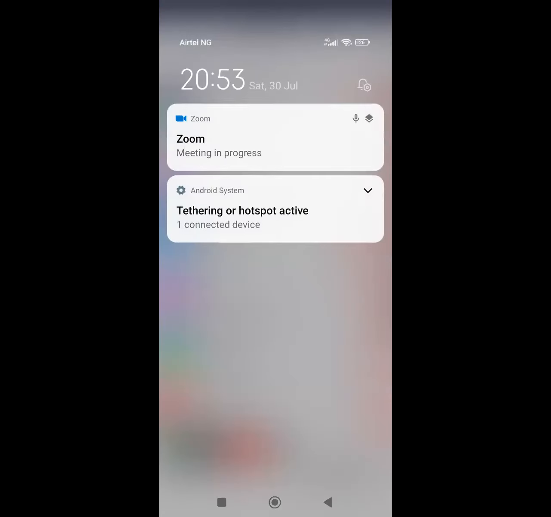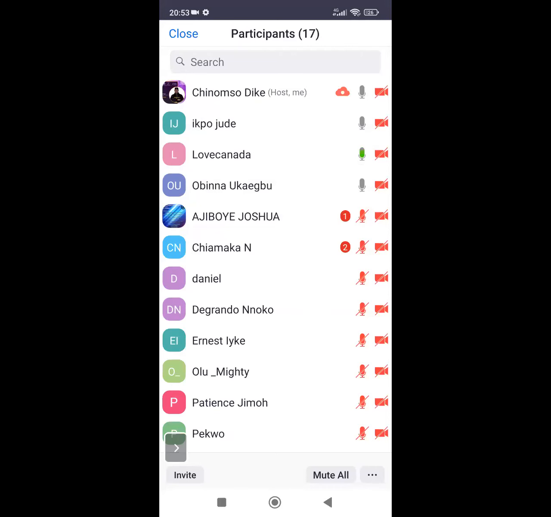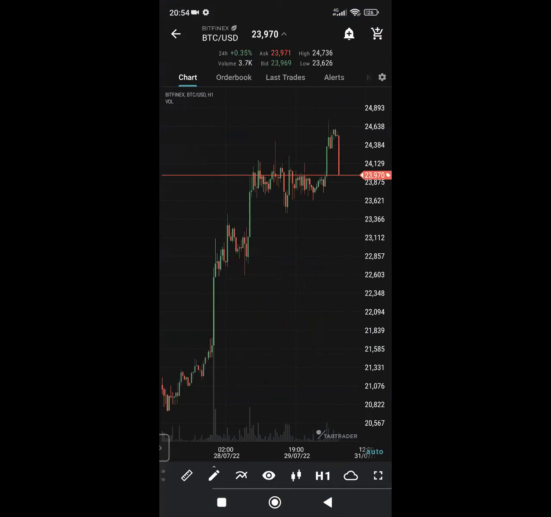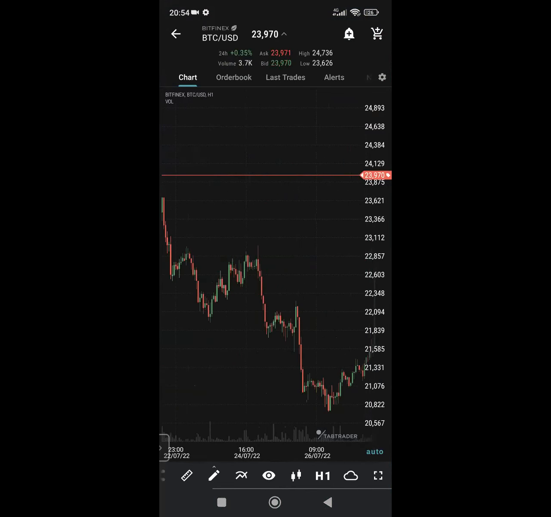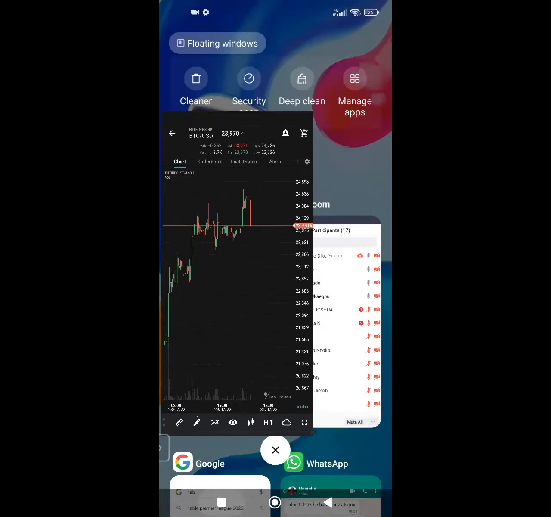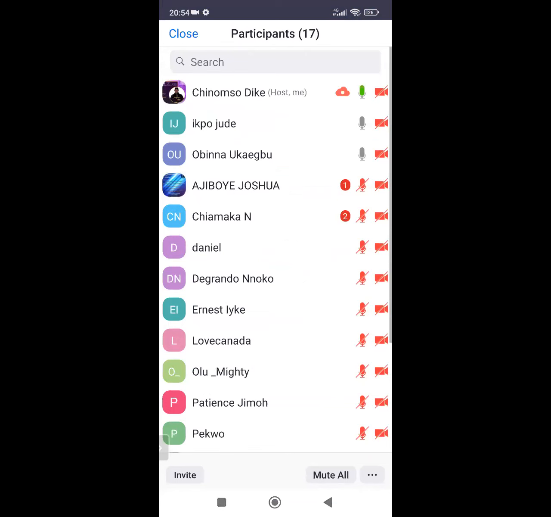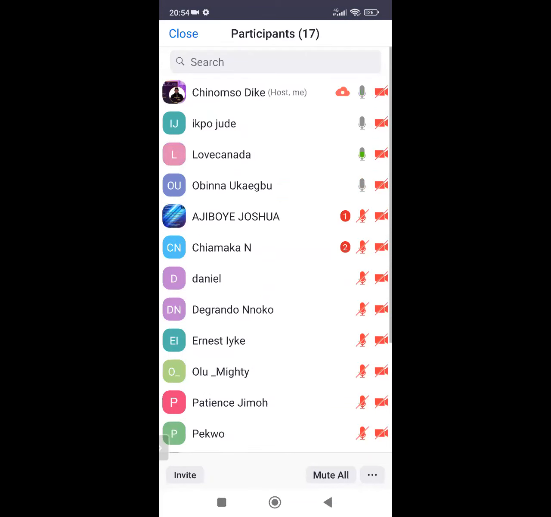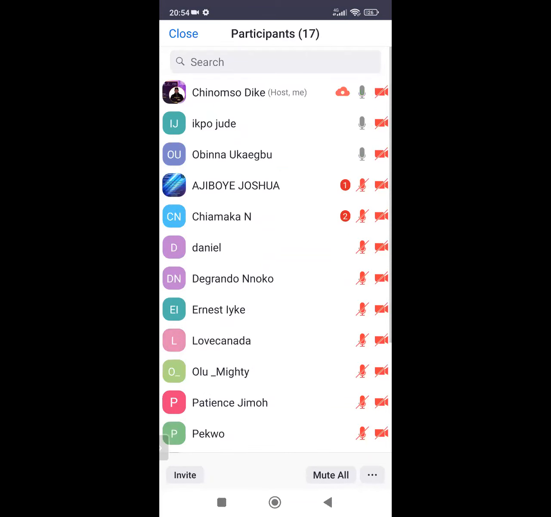My question is, there's an app you said we should download for reading chat, that is like TradingView. I've forgotten the name of the app. Tab Trader. Okay, thank you. It's called Tab Trader, TAB, then Trader. It's on Play Store. You can get it there.